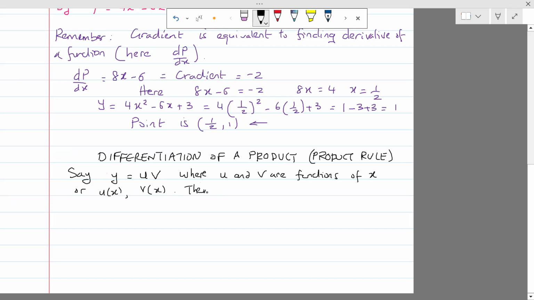Then, using product rule, we have dy by dx, because this is a function in x, this one also is a function in x. So I will use the product rule of differentiation. I'm going to write it as u times dv by dx plus v times du by dx. So this is known as the product rule.